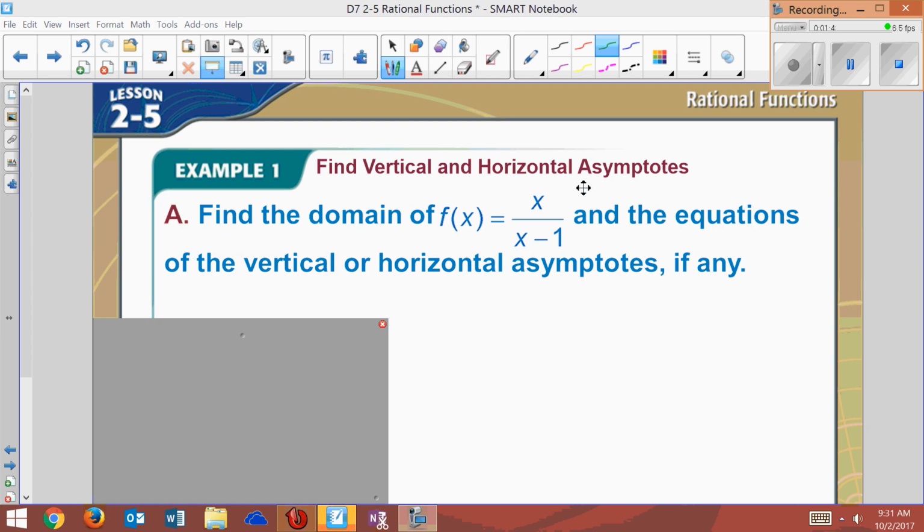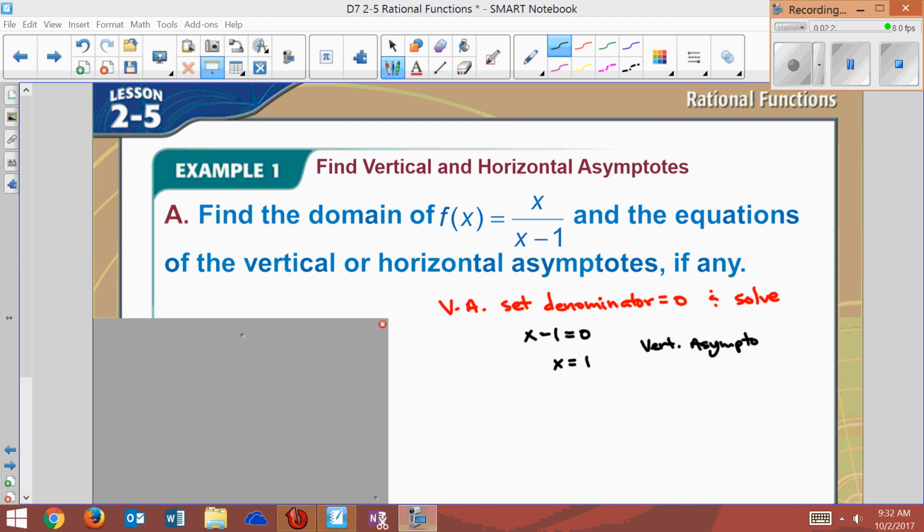All right, so first, it says find the domain of this equation and the equations of the vertical and horizontal asymptotes, if any. Well, there are some rules to help us out. First, to find a vertical asymptote, you set the denominator equal to 0. So that V.A. stands for vertical asymptote. Set the denominator equal to 0 and solve. Okay, so my denominator is x minus 1. So I would take that x minus 1 equal to 0, and I would solve it. And I would find that x equals 1. We have a vertical asymptote when x equals 1.